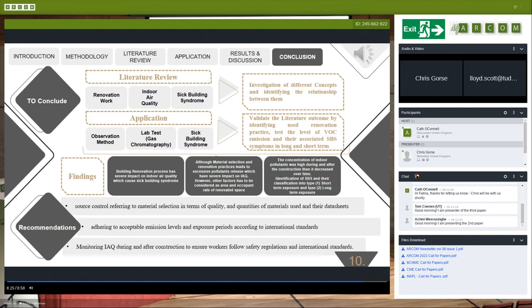The study concludes with three main recommendations. First, source control, referring to material selection in terms of quality and quantity. Second, adhering to acceptable emission level and exposure period according to the international standards. Finally, monitoring indoor air quality is very important from the early stages of the construction to ensure workers follow safety regulation and international standards.